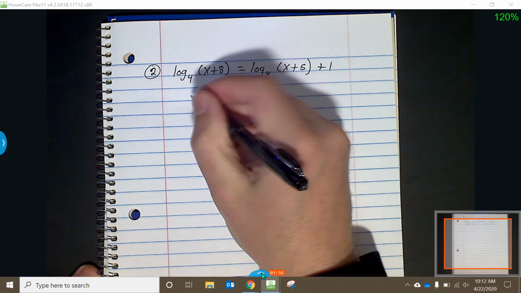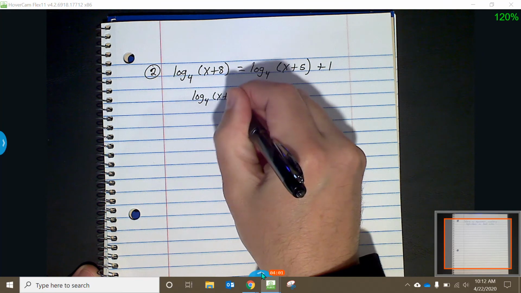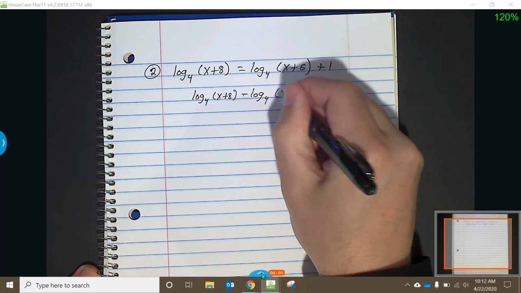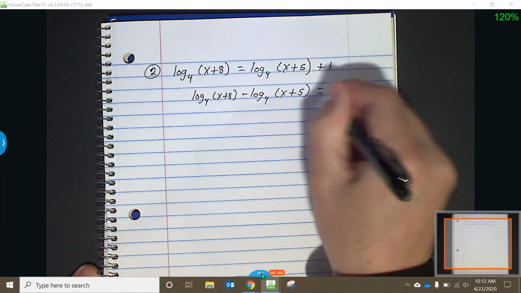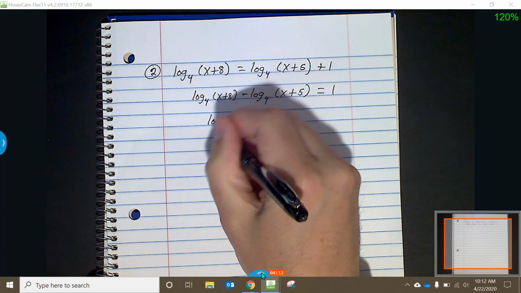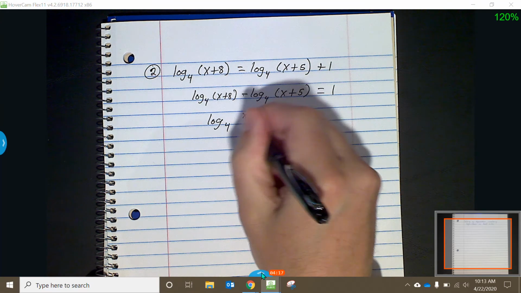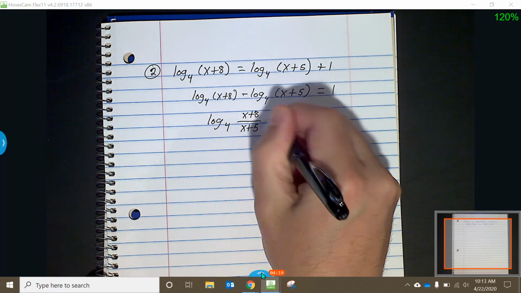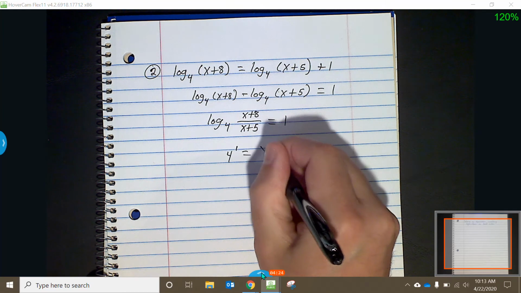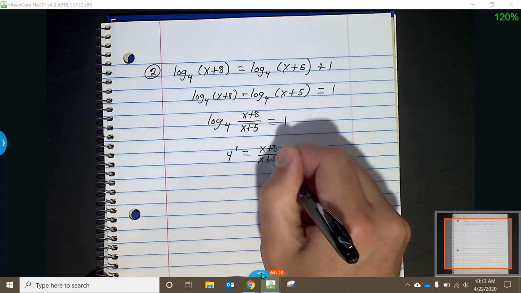I'm going to continue on with the answer. So subtract that log base 4 from both sides. And I'm going to write this as a single log. So I get x plus 8 over x plus 5 equals 1. So 4 to the 1 equals x plus 8 over x plus 5.